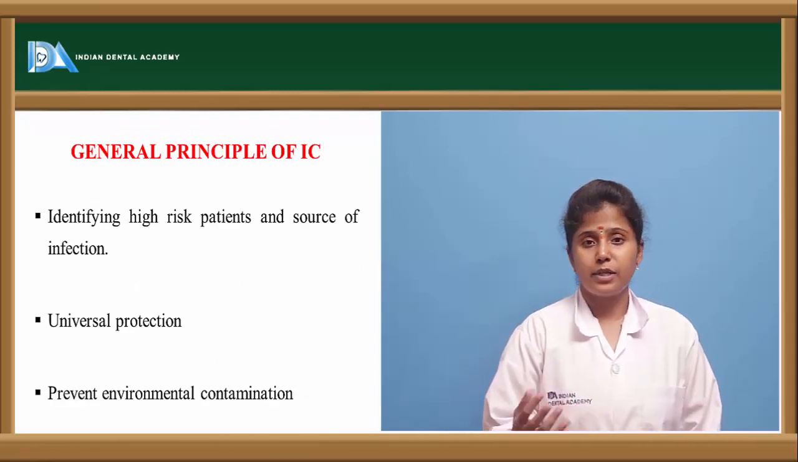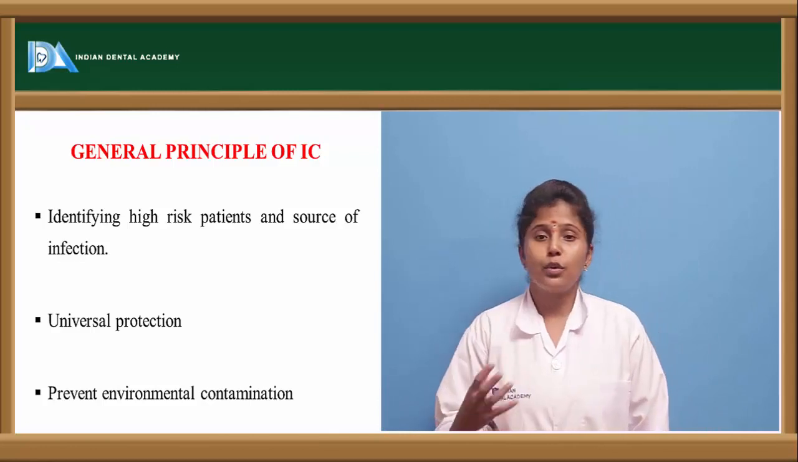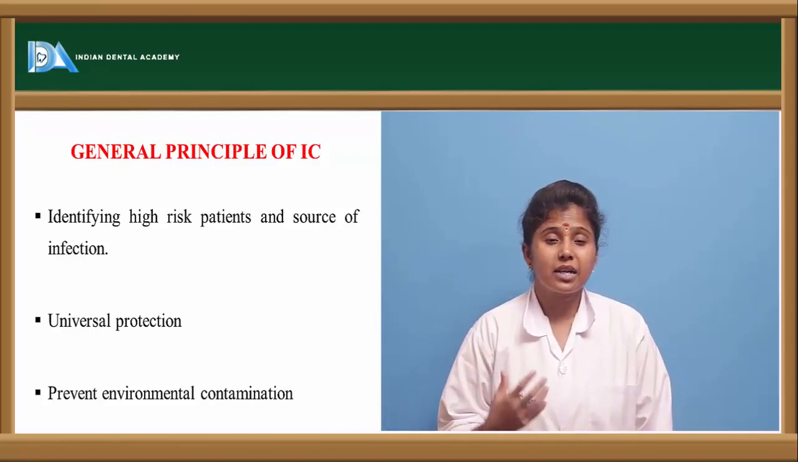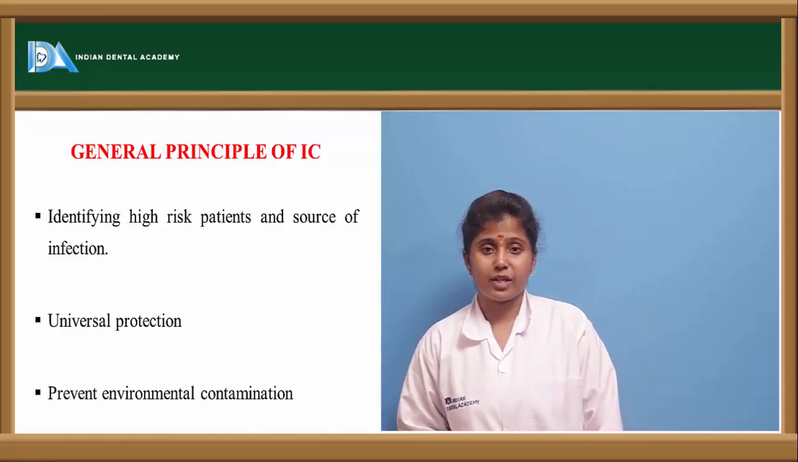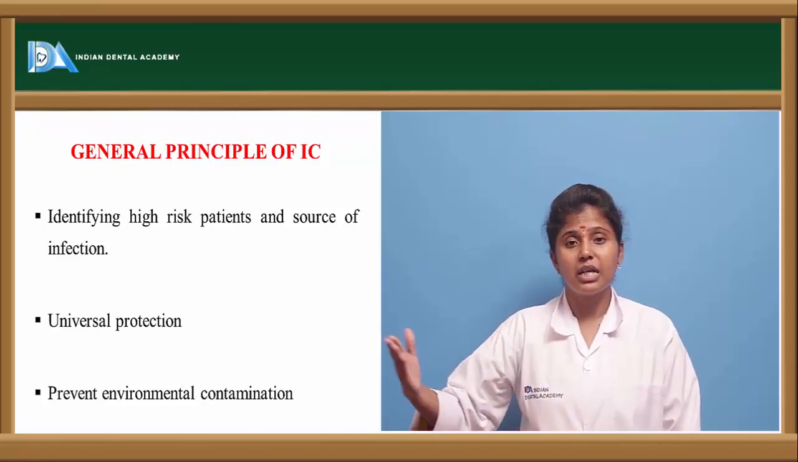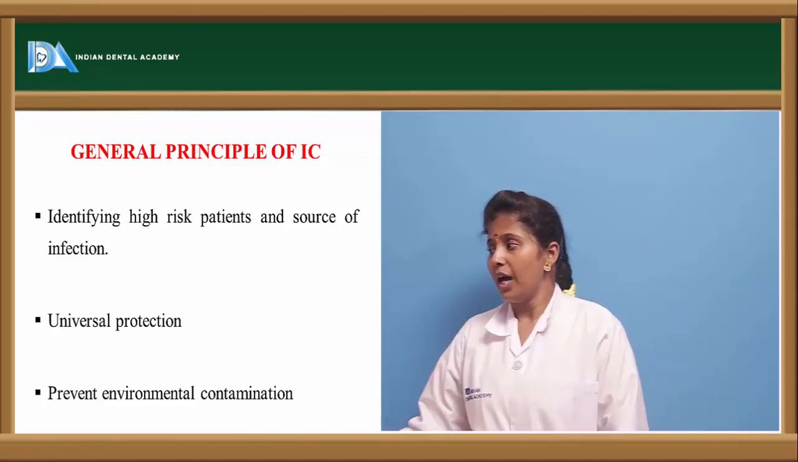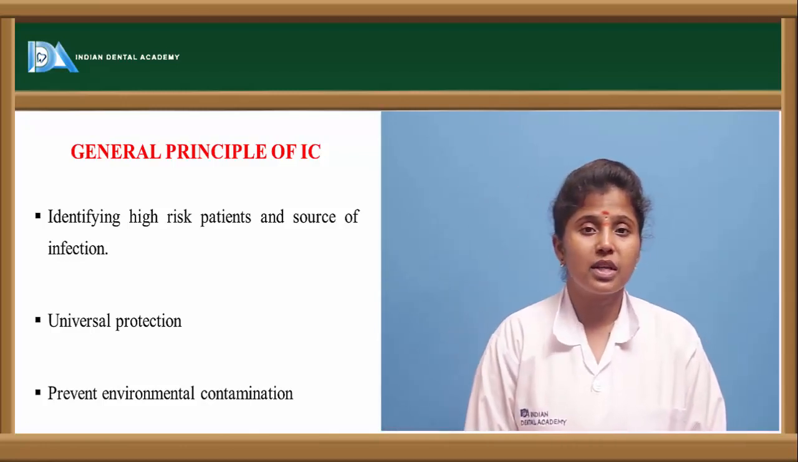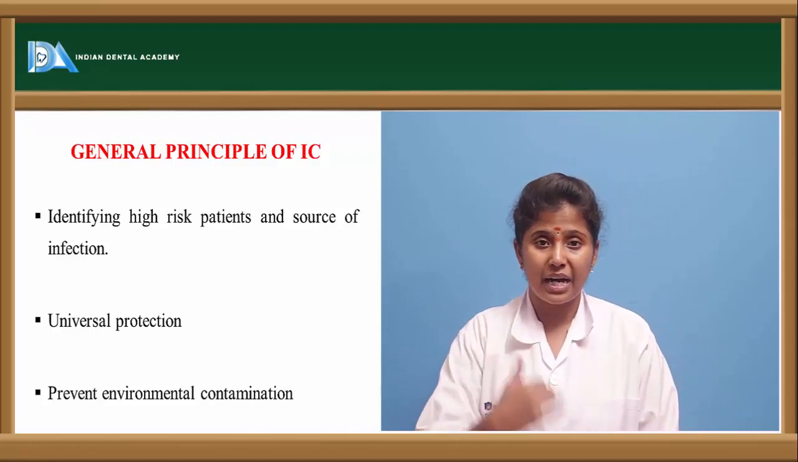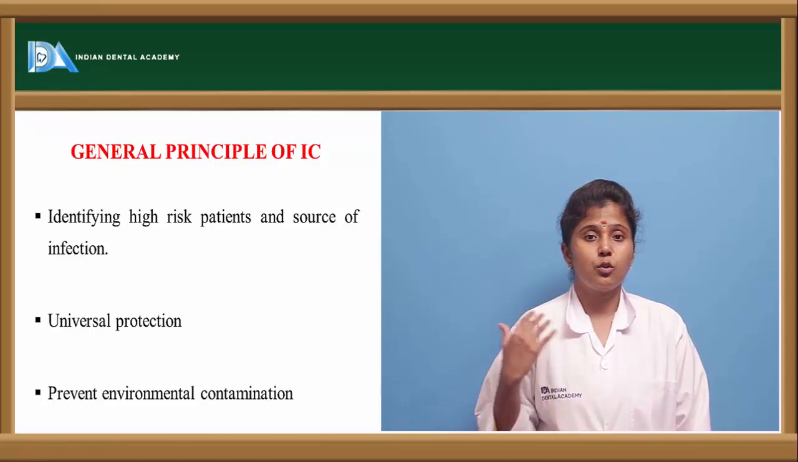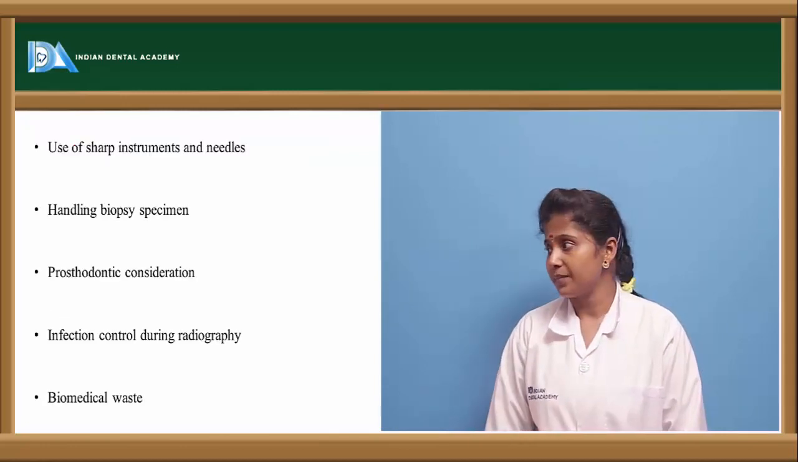So what are the general principles involved in infection control? We need to identify the person who has a high risk of spreading infection, and we need to keep that person away from the hygienic environment. Universal protection is nothing but keeping ourselves clean and preventing environmental contamination. So we need to keep our environment hygienic.